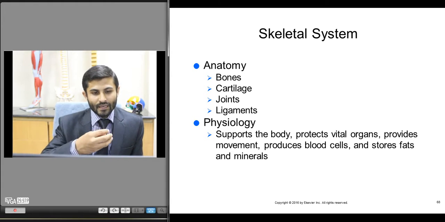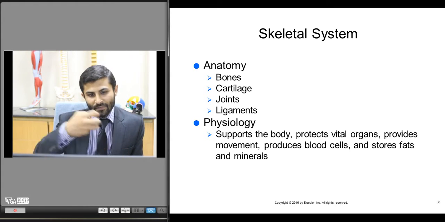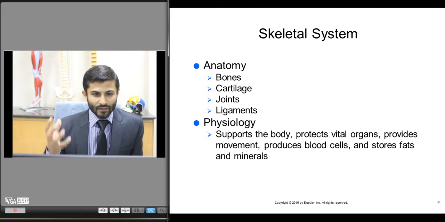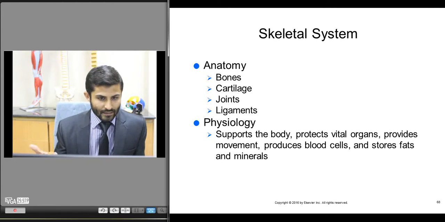And definitely it stores fats and minerals, like calcium is stored in the bones, and whenever needed, the calcium from the bone is taken by the body. So they also act as a reservoir or storage house of calcium and other minerals. For fats, I told you that fat is stored in the bone in place of the red bone marrow.